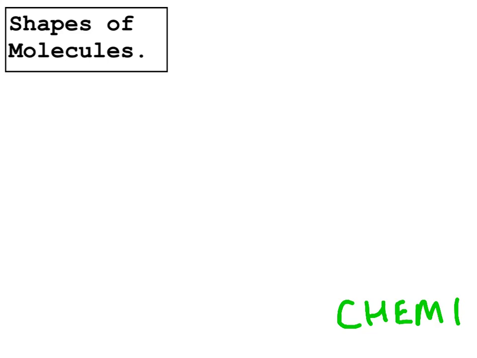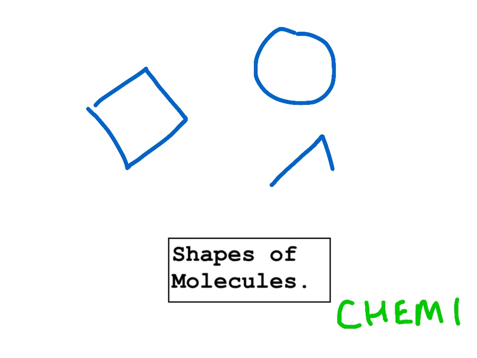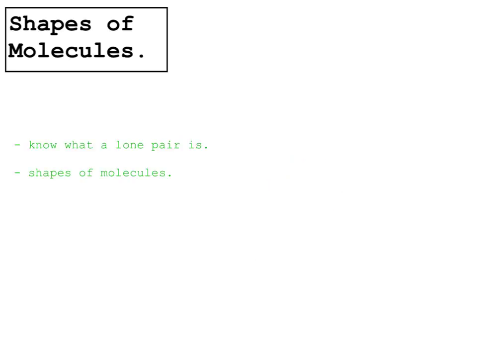So in this video we're going to be revising the topic shapes of molecules. Our aims for this video are to know what a lone pair is, and basically to know what all the shapes of different molecules are based on how many bonding pairs and lone pairs there are in the molecule. So first, what is a lone pair?